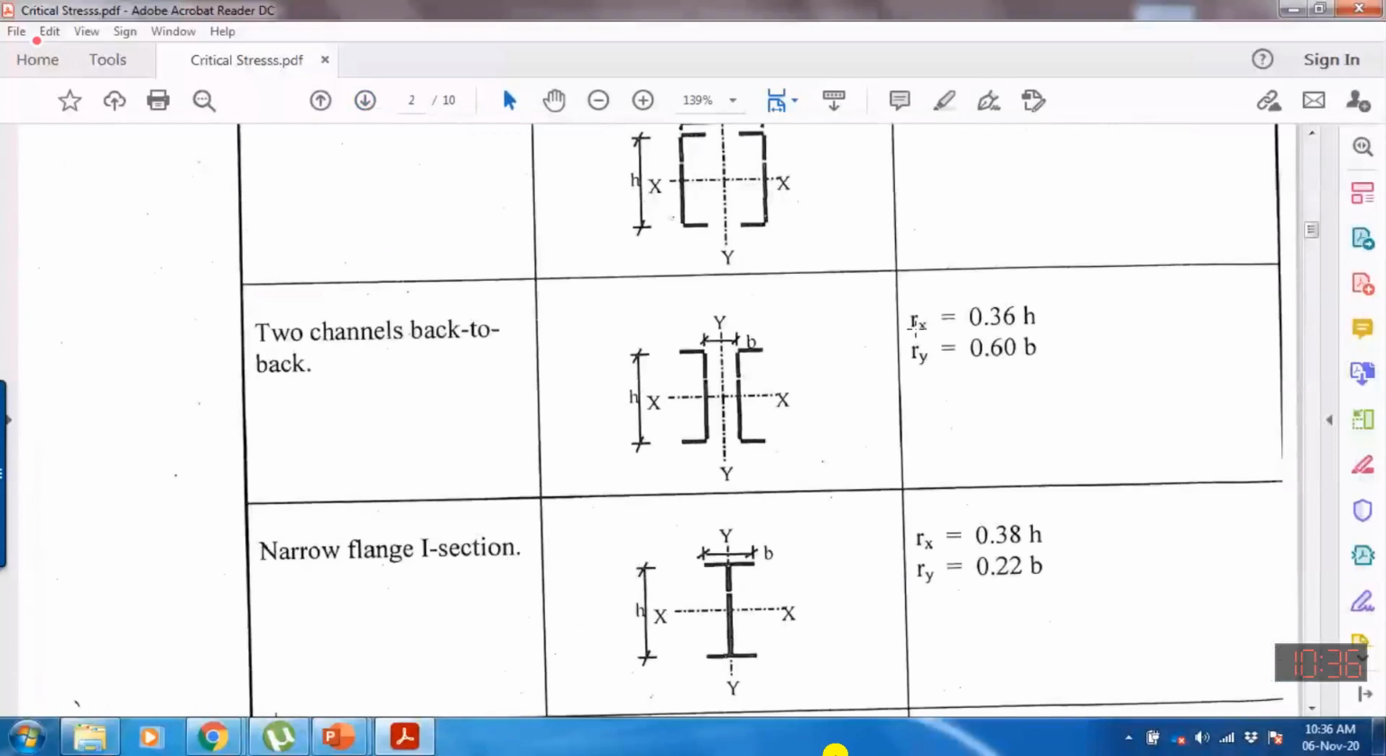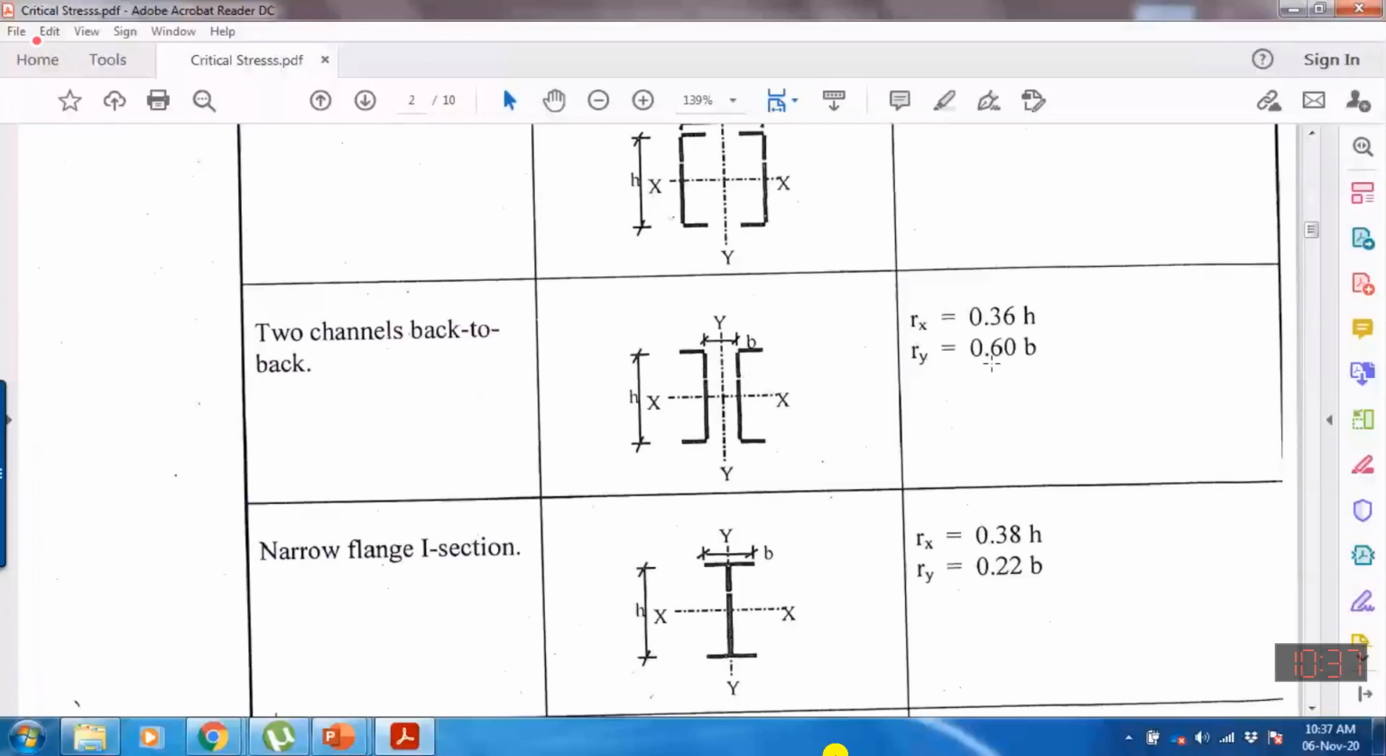In this case, we are given some empirical relationships to compute the rx and ry values for the built-up section. In this, we have two channels back to back. In this formula, B is the clear distance between the webs and H is the height. In this empirical relationship, rx is equal to 36% of the H value, which means 0.36 of H, and ry is 0.6 of the B value. This is just approximate, not an accurate value.